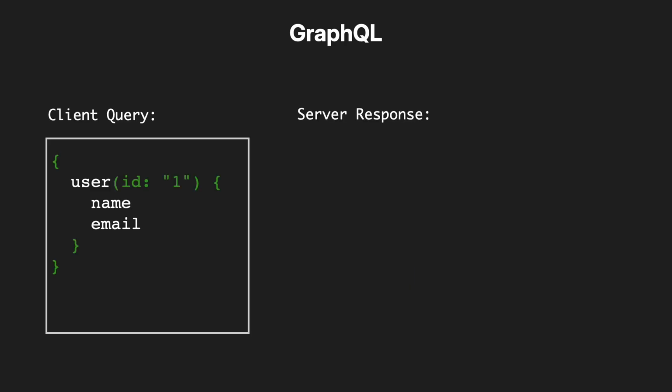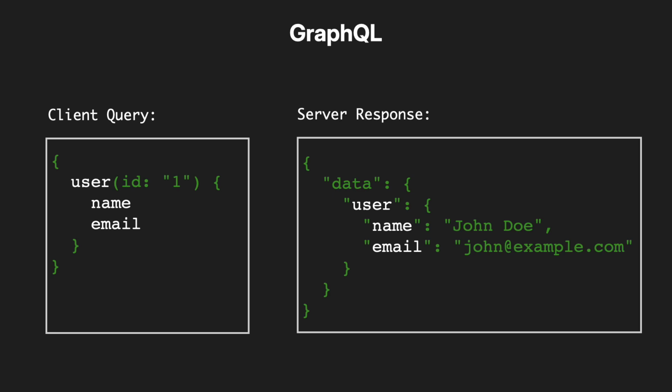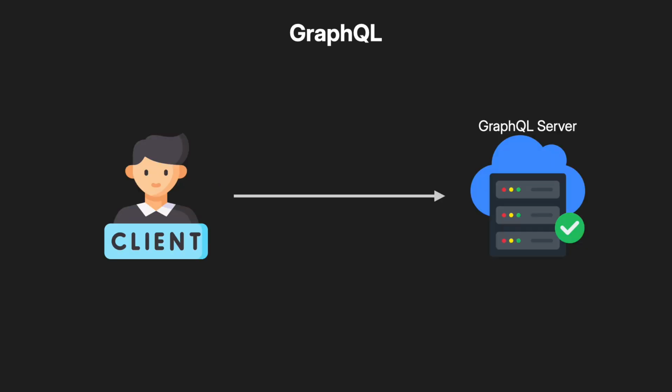With GraphQL, clients can specify exactly what data they need, and the server responds with precisely that data. This eliminates the problems of overfetching and underfetching seen in REST. GraphQL uses a single endpoint, typically /graphql, for all types of requests, whether it's fetching data or mutating data.